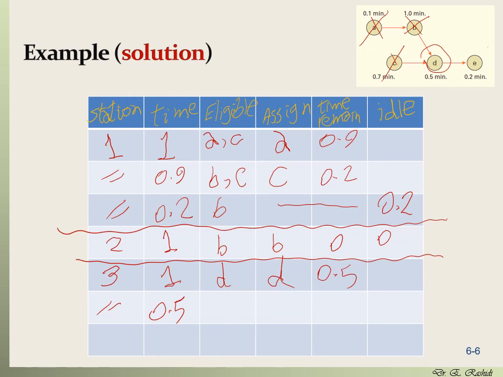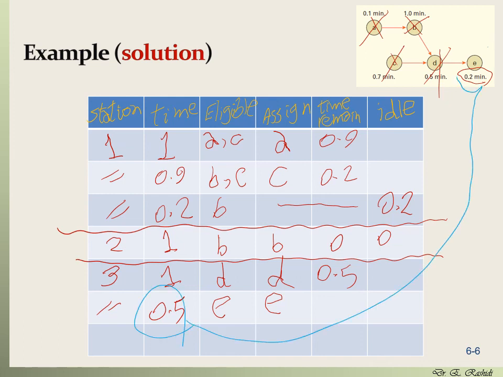So we assigned task D to workstation 3, and the only eligible task left is E. Can we assign it? We need to see if we can. It's 0.2 minutes, and we have 0.5 minutes here. So we can actually assign it. We're going to go ahead and assign task E to workstation 3, and the time remaining would be 0.5 minus 0.2, which is 0.3.